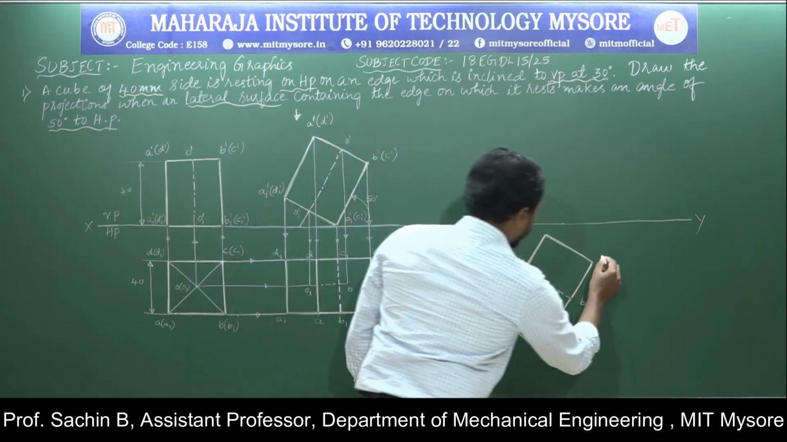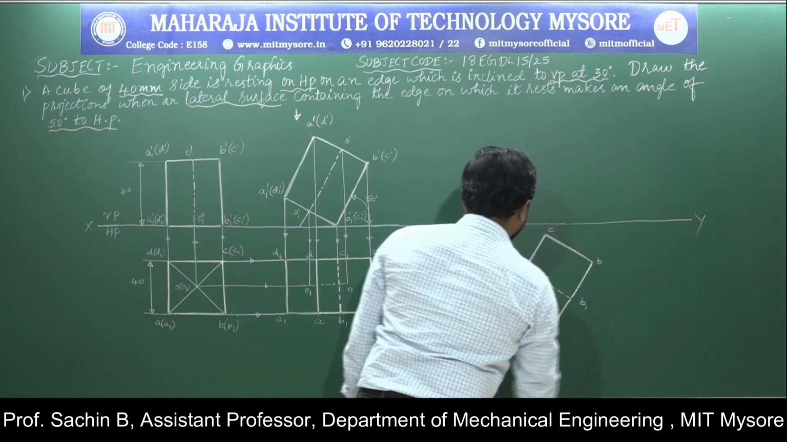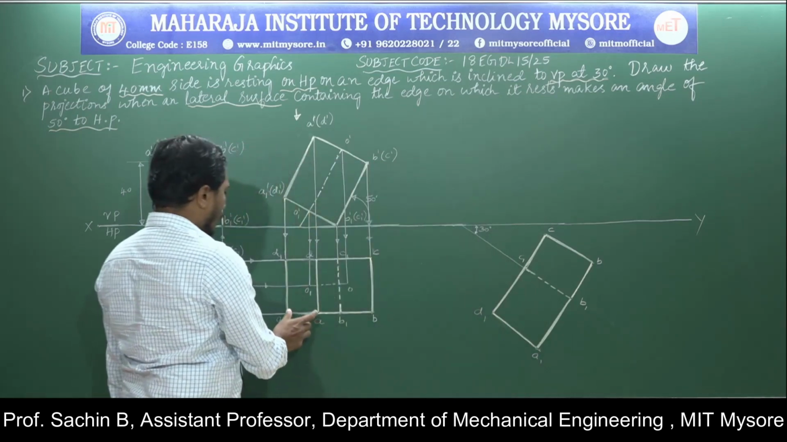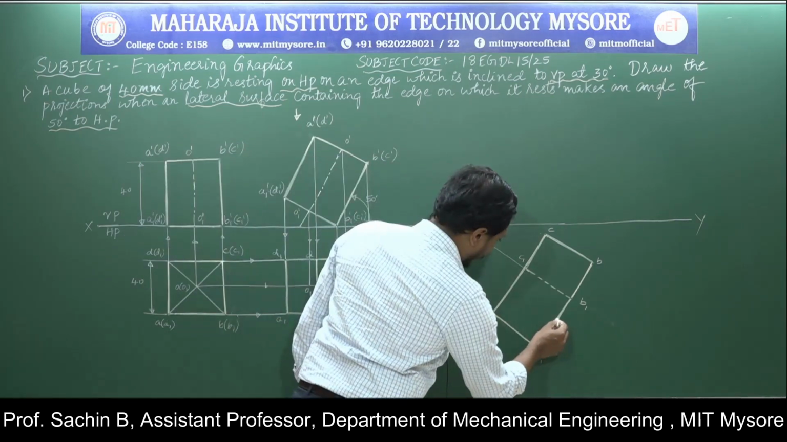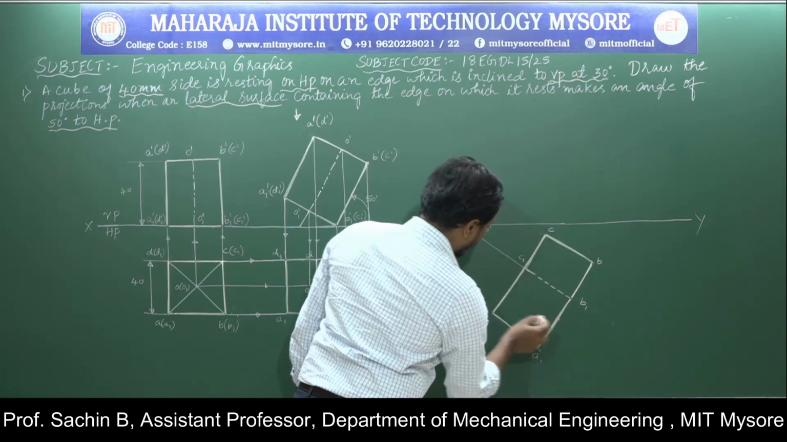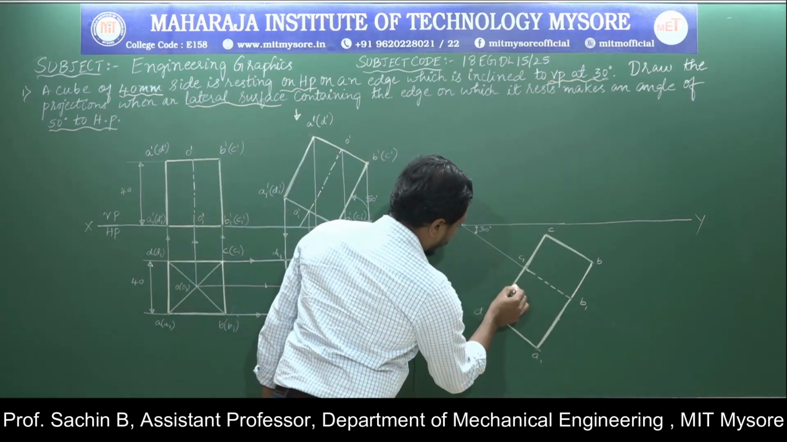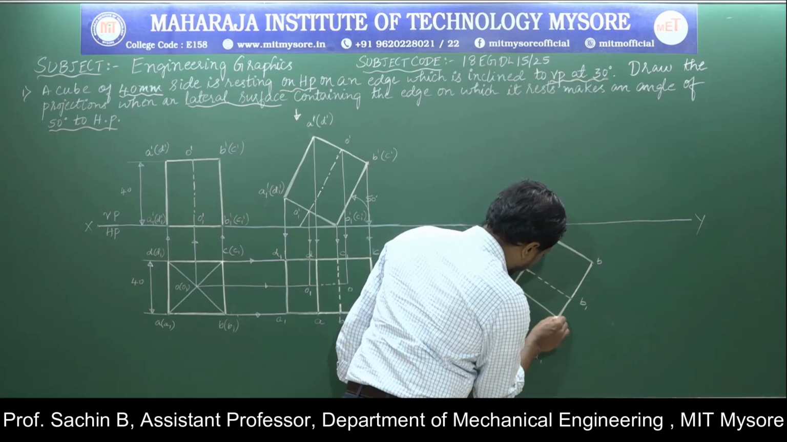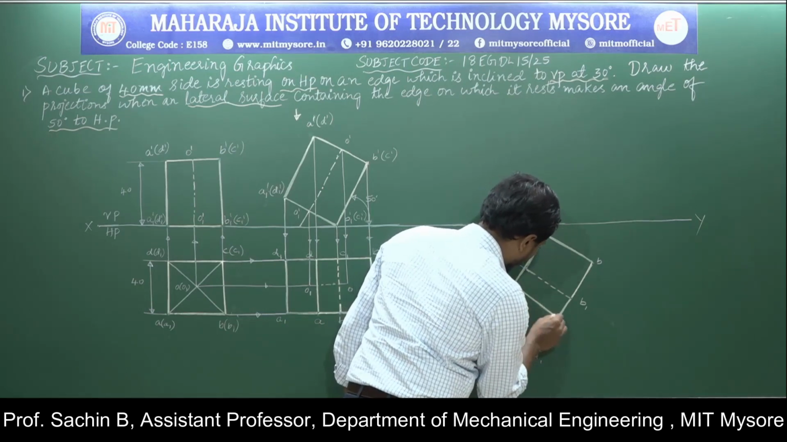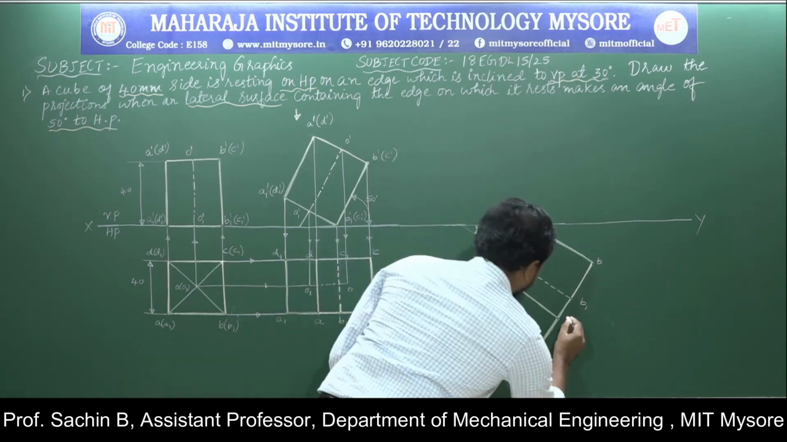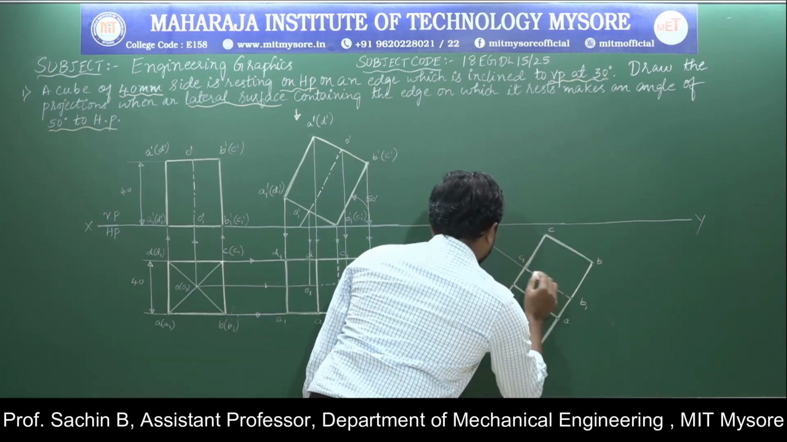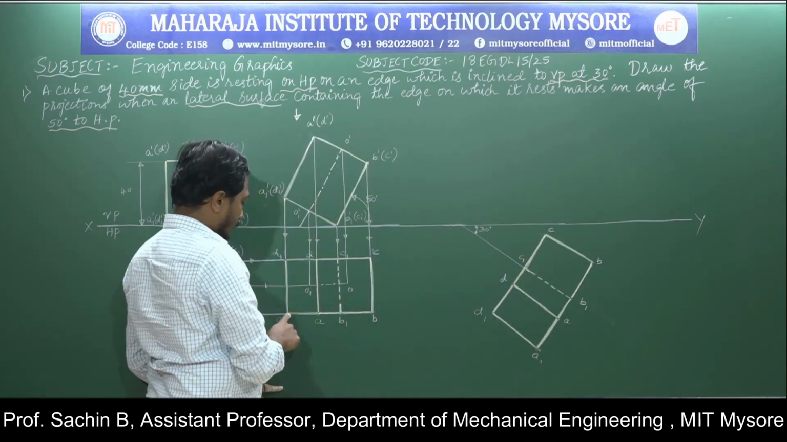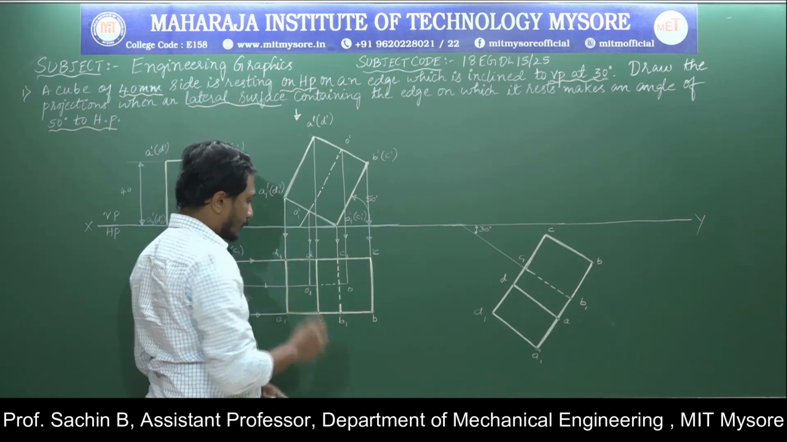Now I will go for the naming. This is B point, this is C point, again this point is D1, this one is A1. Now I will measure from A1 to A, I will mark it here, this is A1 to A. Again from D1 to D, I will mark it here. This is A, this point is D.